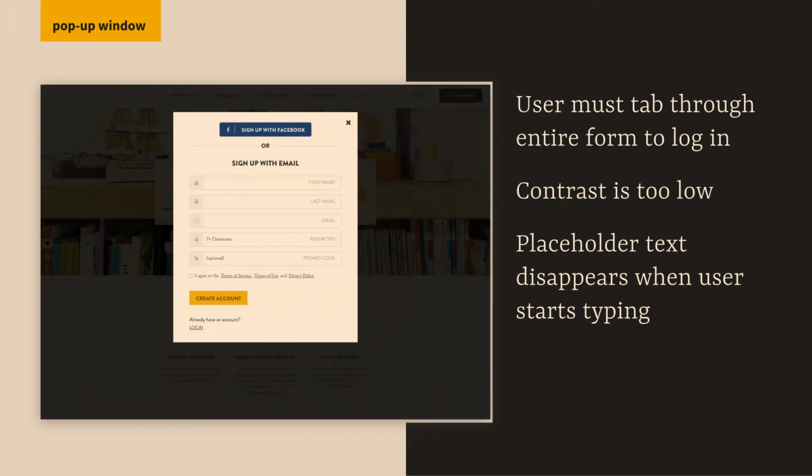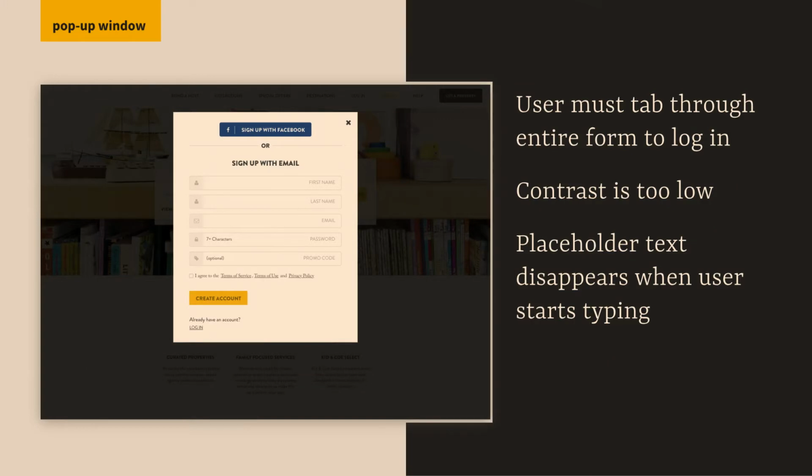Also, the text contrast is way too low. I could barely see it with my glasses on. And so the text on the right side of the form, that's actually labels. It says first name and last name. So those are labels, but the text on the left, the 7+ characters and optional, that's placeholder text. So that means it disappears when the user starts typing.